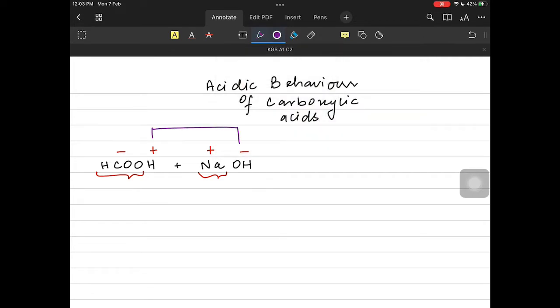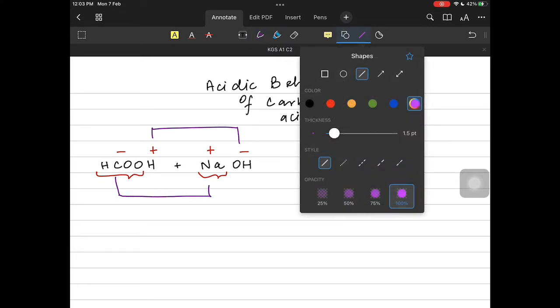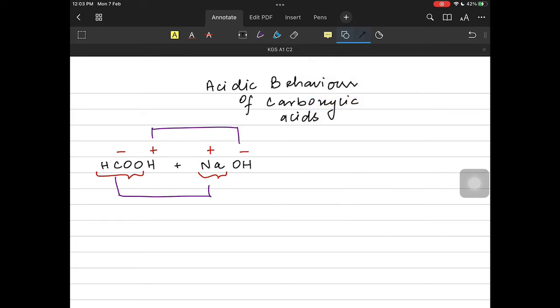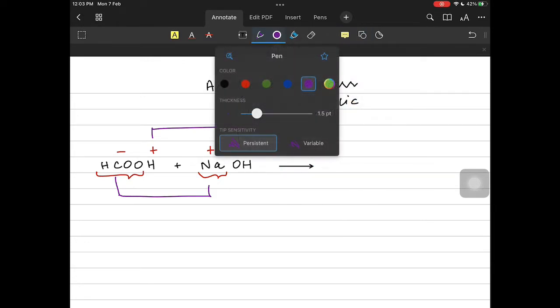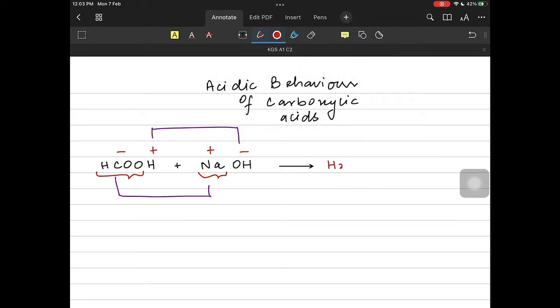So there's a partner exchange. The H from the carboxylic acid combines with the OH from the alkali and it gives us a water molecule, while the sodium positive ion will go with the anion of the acid. So H2O is received while sodium goes with the HCOO negative charge, and that gives us a salt called sodium methanoate.